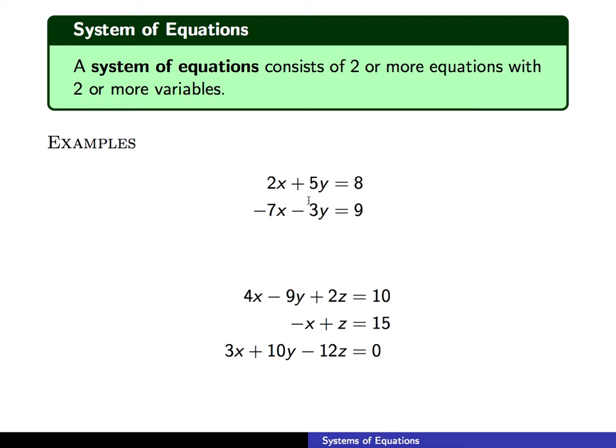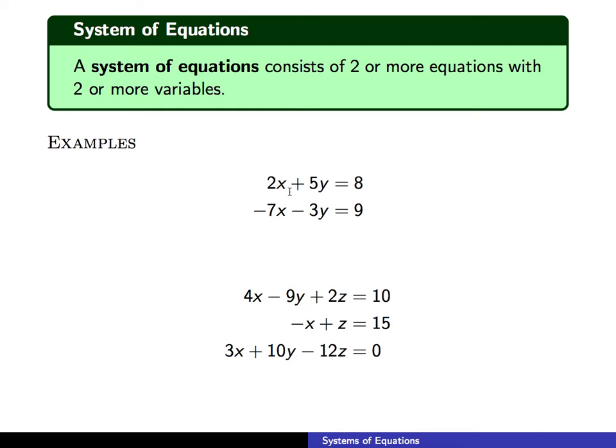We could also solve one of these equations for a variable and then substitute it into the other equation. That's a method known as substitution. Or we could also do some addition, subtraction, and multiplication to get rid of one of the variables in these equations. That's known as elimination. So we have graphing methods, substitution methods, and elimination methods.